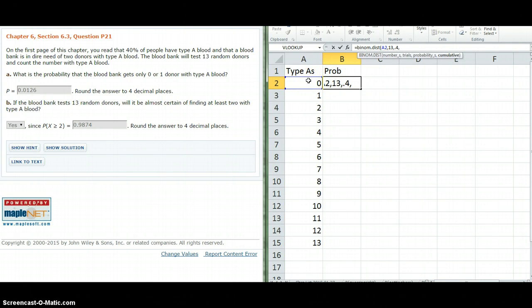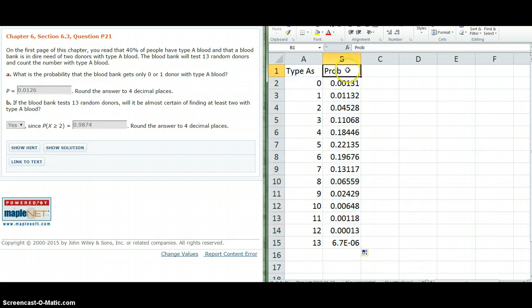And let me do it both ways and I'll show you the difference. So I'm going to put 0 here for not cumulative. I'm going to fill that down. So this is, maybe I'll put P not cumulative, and here P cumulative.